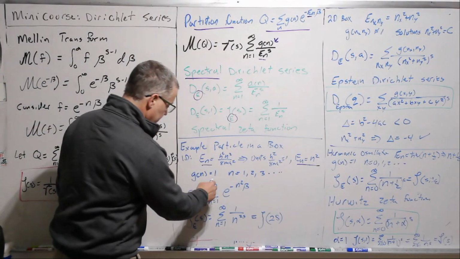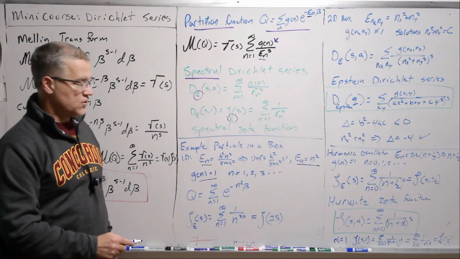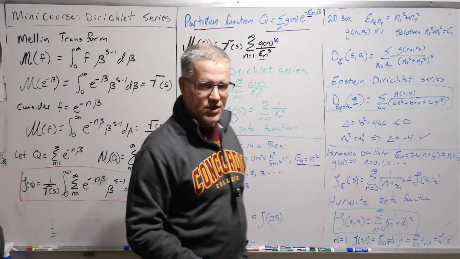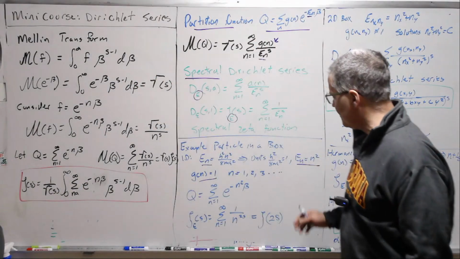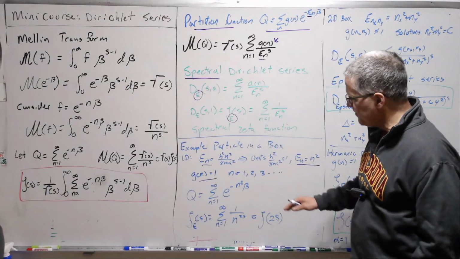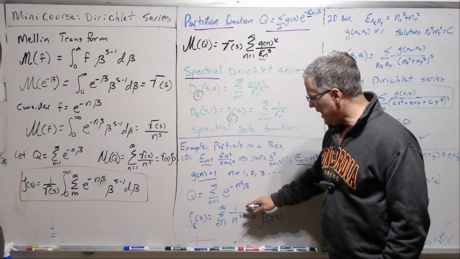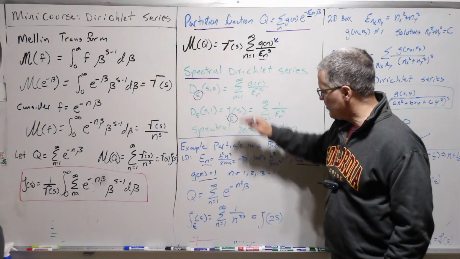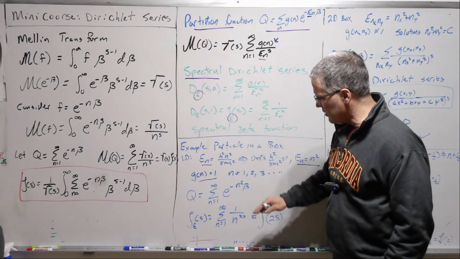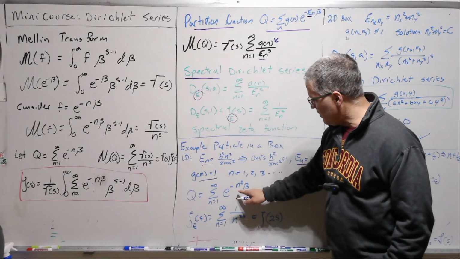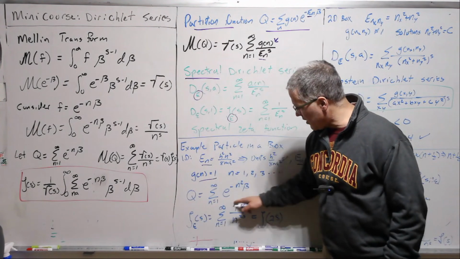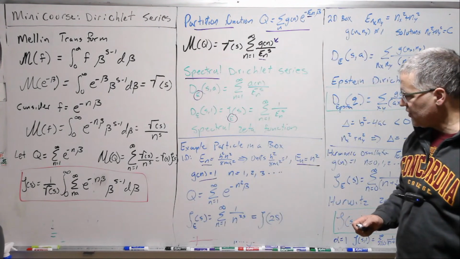And we know that the degeneracy for the particle in a box is 1, and the quantum numbers range 1, 2, 3, 4 up. So it sets up very nicely for a potential spectral or actual Dirichlet series. So let's write our partition function.